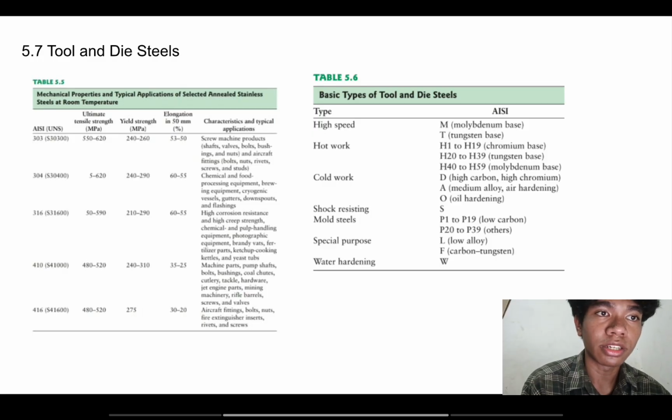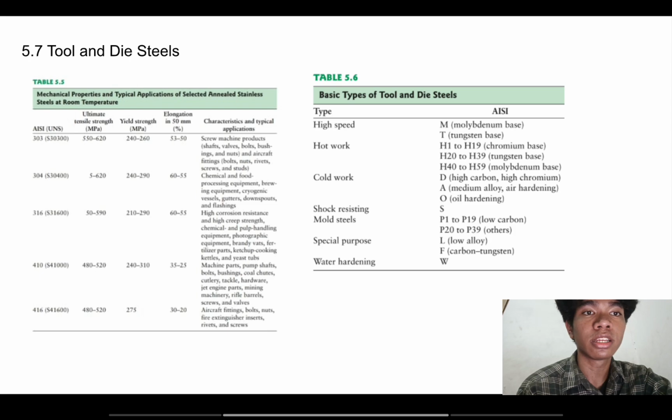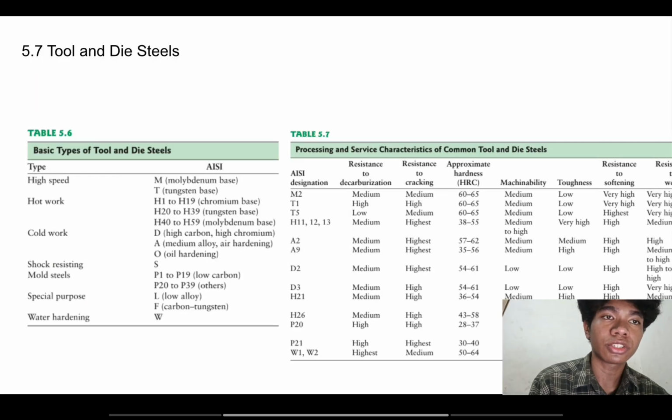So the table 5.6, there are some types of high speed, hot work, cold work, shock resisting, mold, special purpose, and water hardening, such as molybdenum base, tungsten base. It is for high speed. Hot work is H1 to H19 chromium base, and also until H59 molybdenum base, and etc., as you can see in the table.